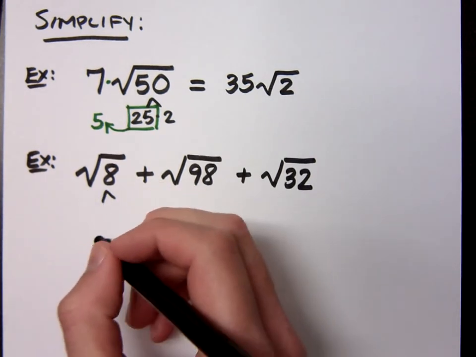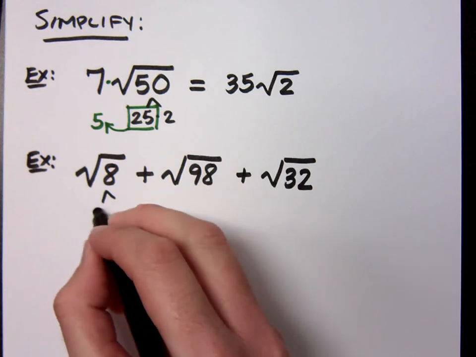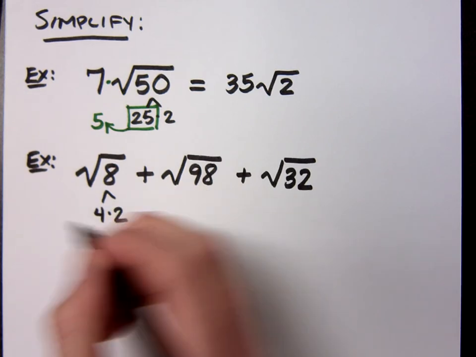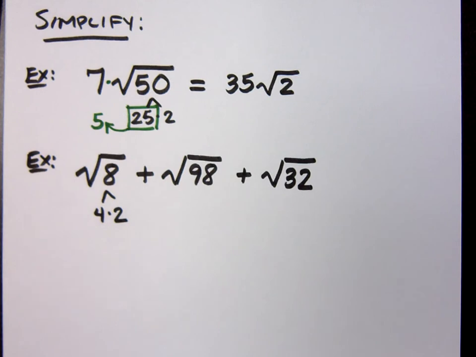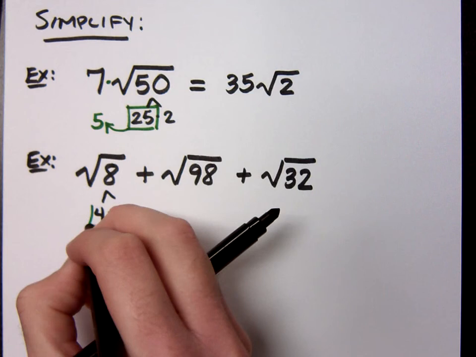How can I break down 8? 4 and 2. I can break that down as 4 times 2. I don't want a common denominator, but if I can get these to have the same radicand, then it's got to work. Okay, let's do the second.